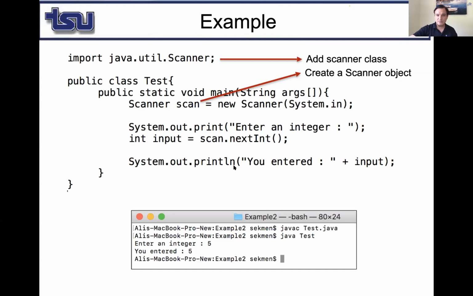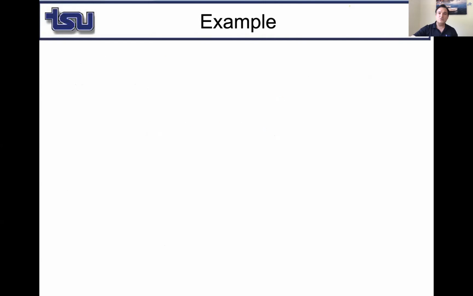Then it will go here, println. It looks for double quotes. It says "You entered", and then plus 5 means first take 5, convert it to a string, and concatenate or append it to the previous string. This is the string. This is an integer. Java will first convert this integer to a string and add it. In other words, append it to what? To this string. So you will see "You entered 5." Nothing to get confused about here.